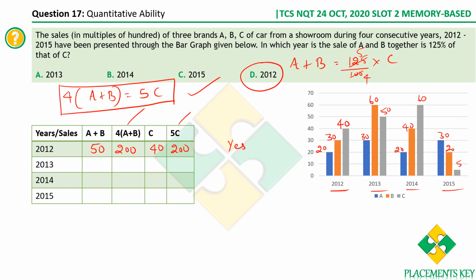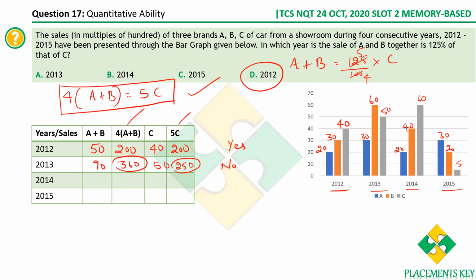Anyway, let's also compute for the rest for your understanding. A plus B for the year 2013: 30 plus 60 is 90. Now 4 times (A plus B) is 360. We know the C value is 50, so 5C is 250. Is 360 equal to 250? No. Therefore the given condition is not satisfied.